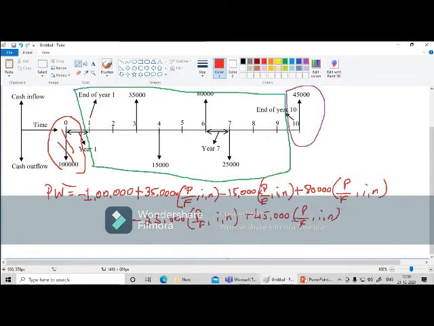So need not worry about how I have formulated. So if any numerical is given, or if any problem statement is given, the first and foremost step we have to do is we have to draw the cash flow for the given data. So then once we draw the cash flow for the given data, based on the requirement, whether we want to convert this complete cash flow to present worth, whether we want to convert this complete cash flow to annual worth, or whether we want to convert this complete cash flow to future worth.